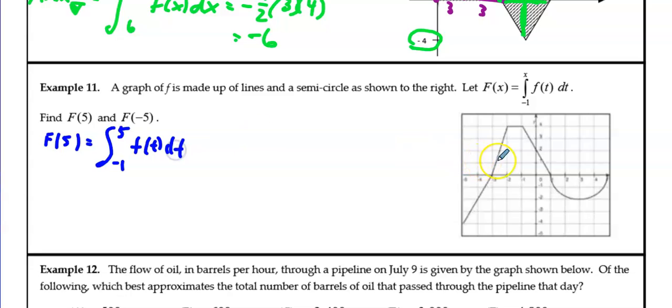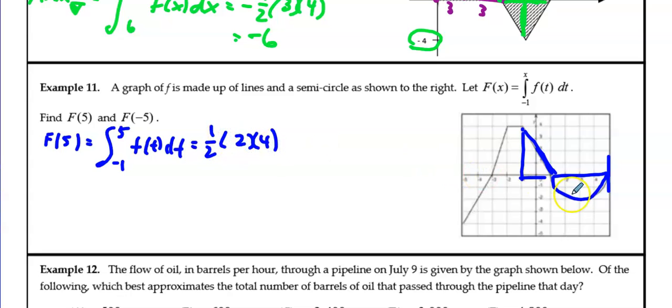And this graph right here is going to be f of t. So we're going to go from -1, which we're going to see right here, all the way to +5. So I want the area of this trapezoid, or this triangle, and I want to subtract the area of the semicircle. So that's really all that we're going to do. We've done this quite a bit, so we're going to just do this one and not spend too much time on it.